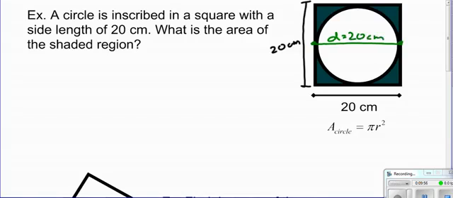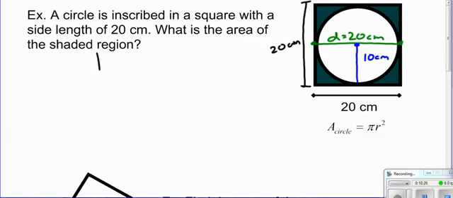And then the radius, which goes from the center of the circle to one edge, is going to be 10 centimeters. It's half of our diameter. And so we want to know what is the area of the shaded region. Basically we had a square piece of paper, we cut out a circle, and we want to know how much of the square paper area is left because the square was bigger. So this is a difference type question, a subtraction type question.